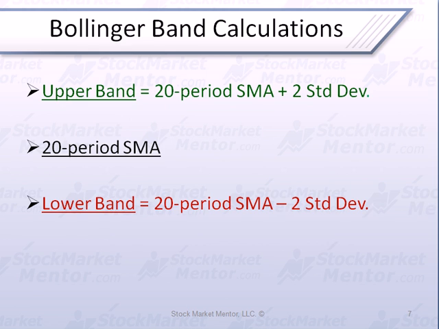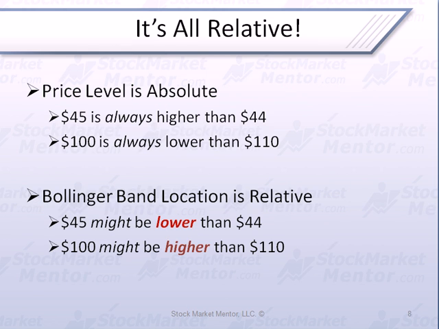Now, here's where it really gets interesting, and this is why you have to know this. It's a relative indicator, not an absolute, nominal indicator. On an absolute indicator, it's easy. $45 is always higher than $44. Sometimes when you're in maybe first grade, that's not always the case, but for most of us, we get to a point where we know that if a stock is $45, that is $1 higher than $44. $100 is always lower than $110.